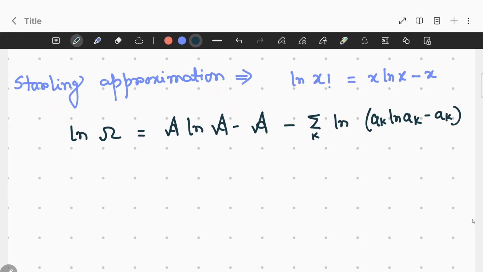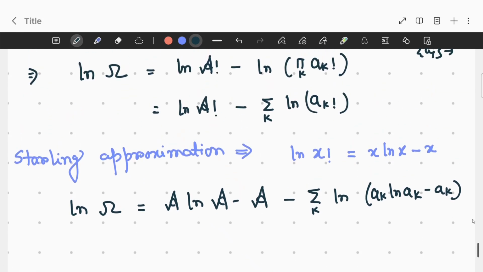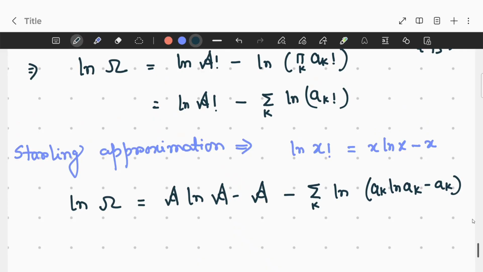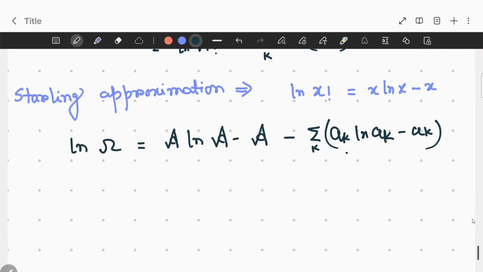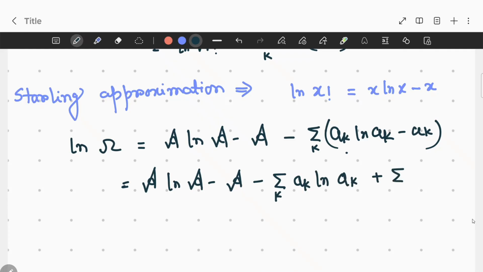No, this is ln ak factorial, so like that. Oh, okay, sorry, so this will be just ak ln ak minus ak, correct? Write it. Is it clear now?